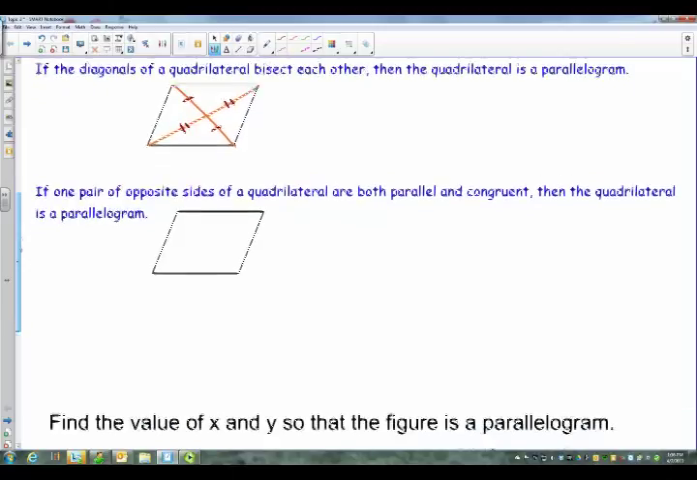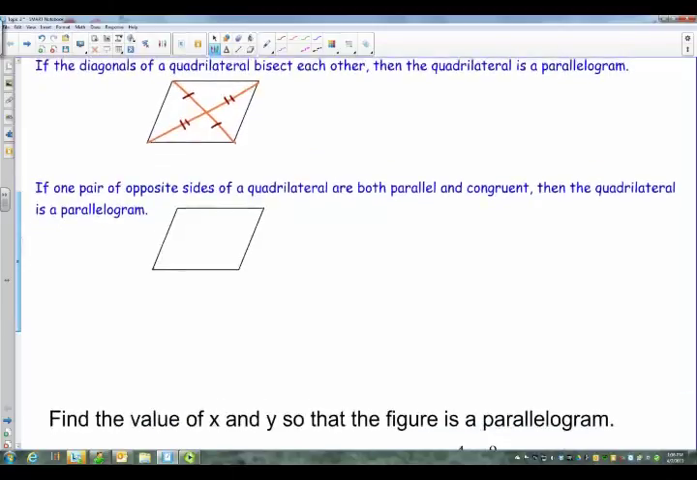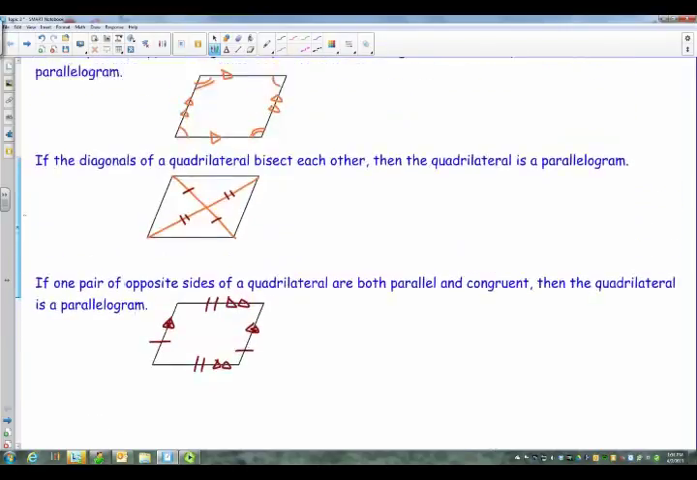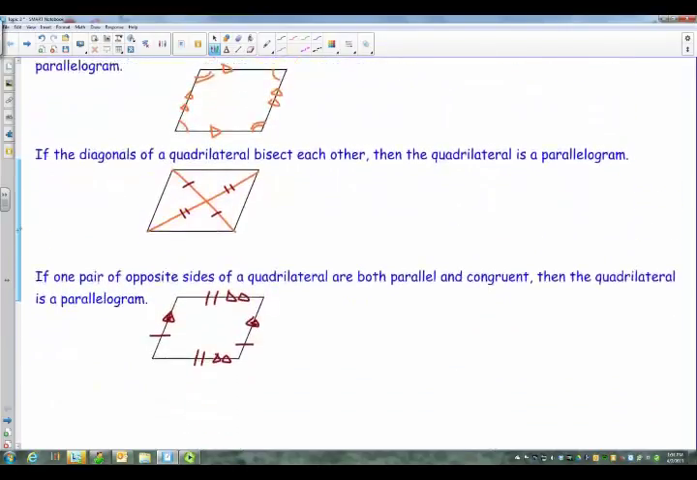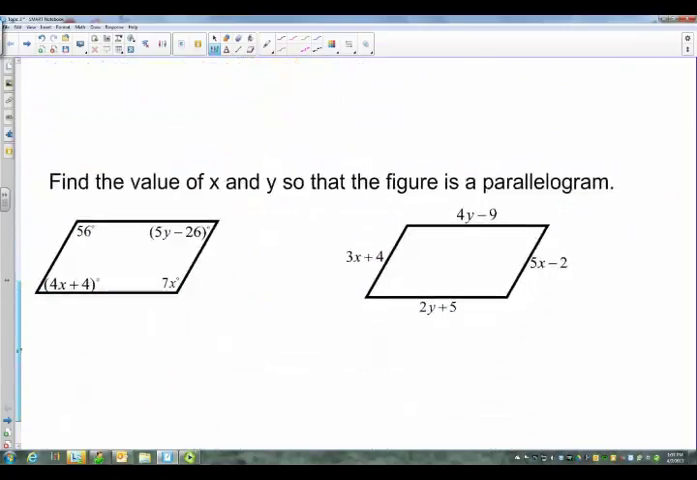The final one is, if one pair of opposite sides of a quadrilateral are both parallel and congruent, it is a parallelogram. So if I had these two sides that are congruent, and I also know that those same sides are parallel, then this is in fact a parallelogram. That would mean that these are congruent and in turn parallel. So you're just given the four-sided figure, and if one of these four things happens, it's a parallelogram.